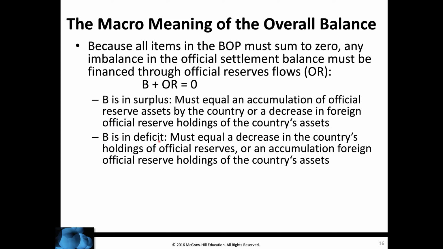When B is in deficit, it must equal a decrease in the country's holdings of official reserves or an accumulation of foreign official reserve holdings of the country's assets. So in both these cases, both a surplus and a deficit have to do with changes in official reserves or accumulation or decrease in foreign official reserve holdings of the country's assets.